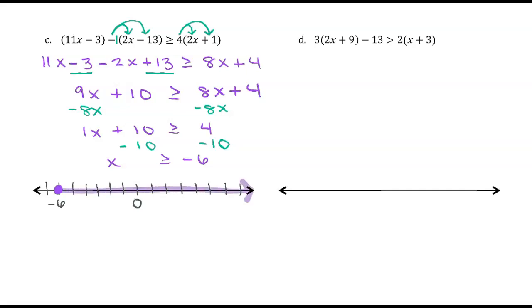negative 6. Now we can write our solution in interval notation by using a left endpoint of negative 6 and a right endpoint of infinity. Negative 6 is included in the solution set, so we use a bracket. Infinity, again, is a concept, not a number, so we use parentheses. Now we're ready to move on to compound inequalities in example 4.